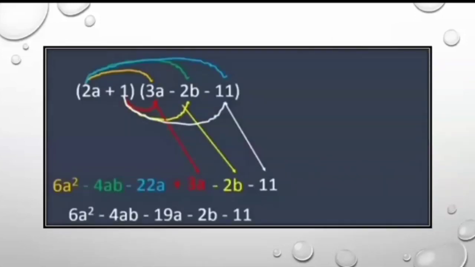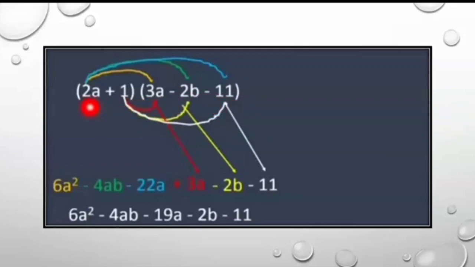Look at the next example. Here is a binomial and this is the trinomial. How will we multiply? First of all, we will take the first term of the first polynomial and then we will multiply it with each term of the second polynomial, and then we will take the second term of the first polynomial and we will multiply with each term of the second polynomial.